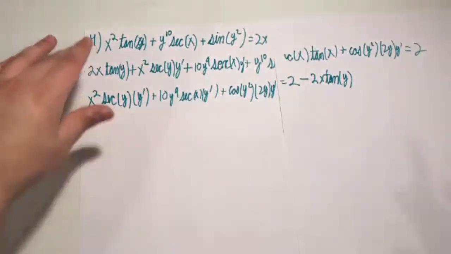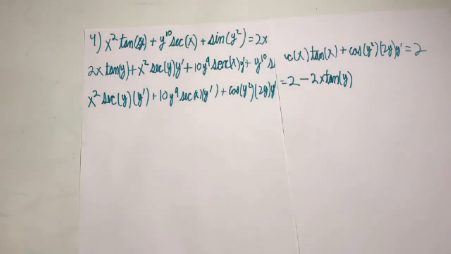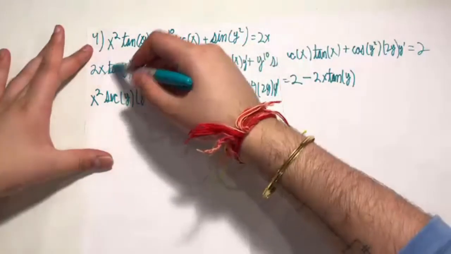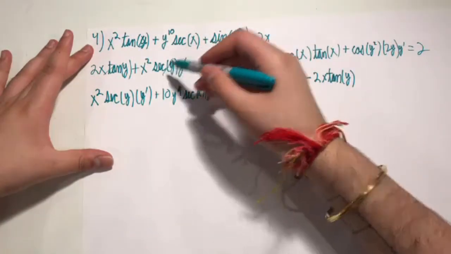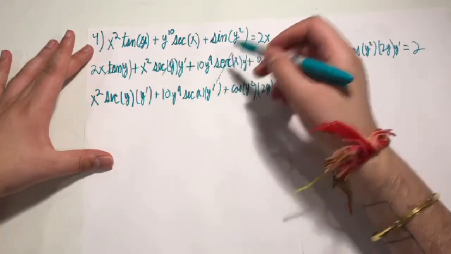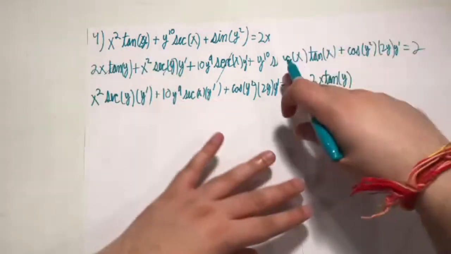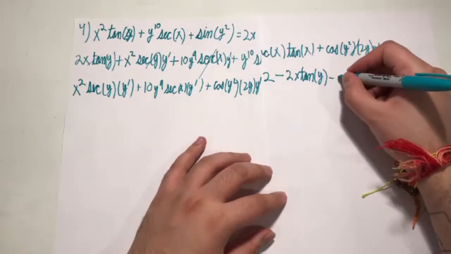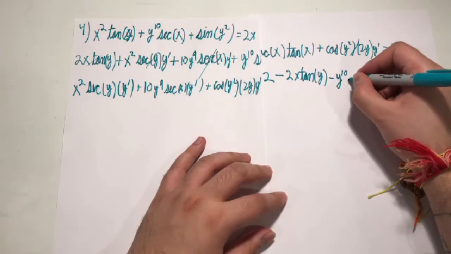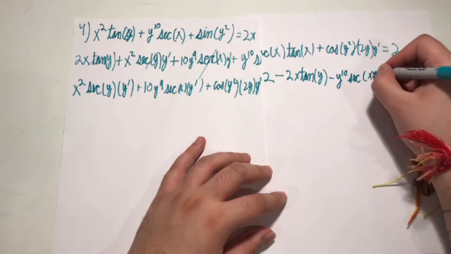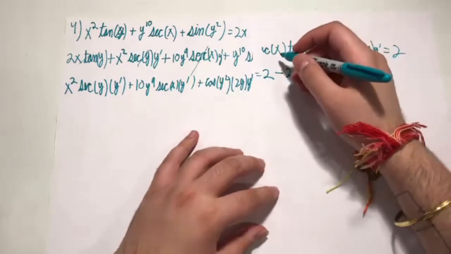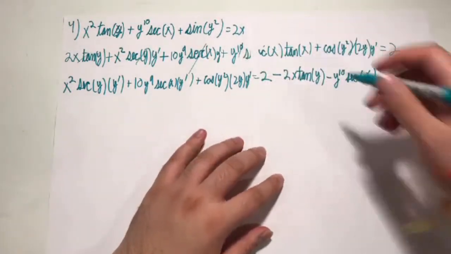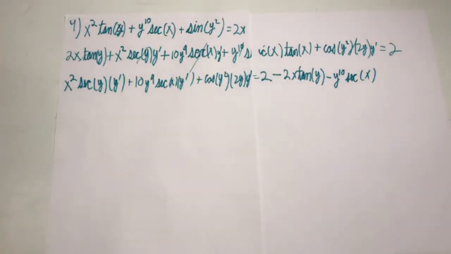Okay, hang on. So with this kind of stuff, what I typically like to do to keep track is, all right, I used this, I used this, I used this, I did not use this, I used this, so this is going to be now minus y to the 10th secant x. Okay, and I used this. All right, so this is what I'm at now.